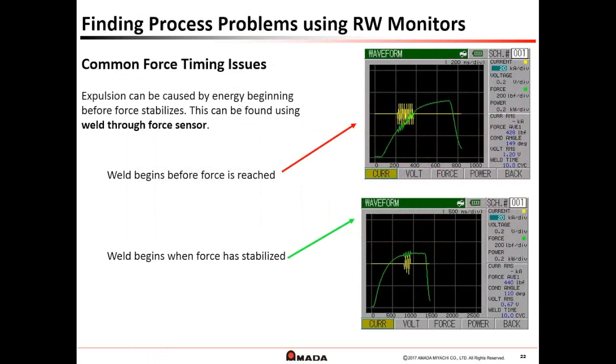Now, this could be caused just because the customer doesn't know what squeeze time is and how much to give it. It also could be caused by having an air leak in your air lines and causing the cylinder now to get that force up there much slower. That could cause that issue as well.